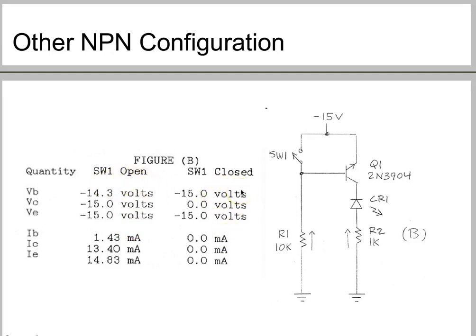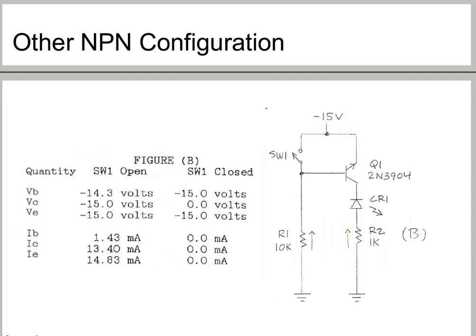The currents flow from the more positive potential, which here is 0 volts, compared to the negative 15 volts, through R1, and here through R2, CR1 and Q1 to the more negative potential, which is this negative 15 volts DC. So just as we did in the previous circuit, it is similar, but now the currents flow up instead of down.